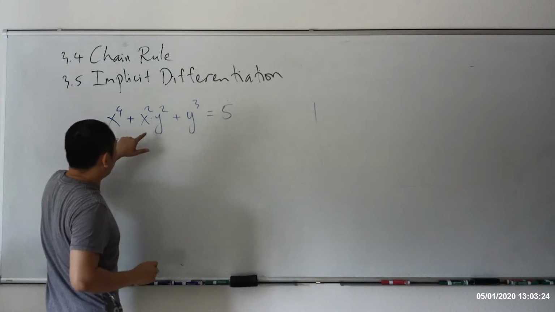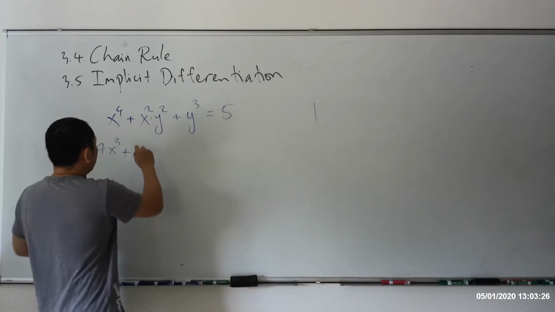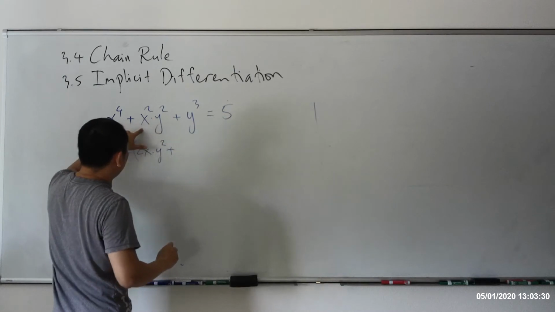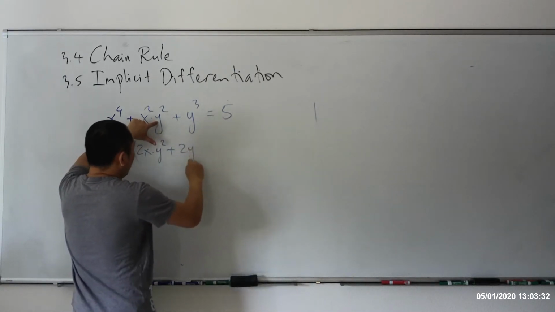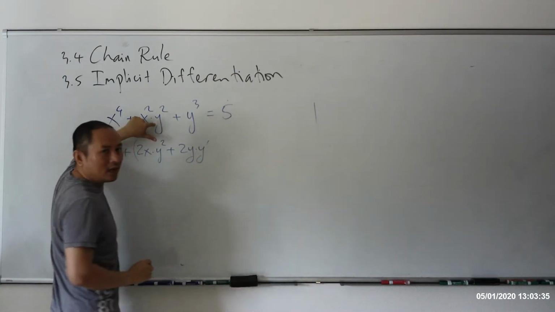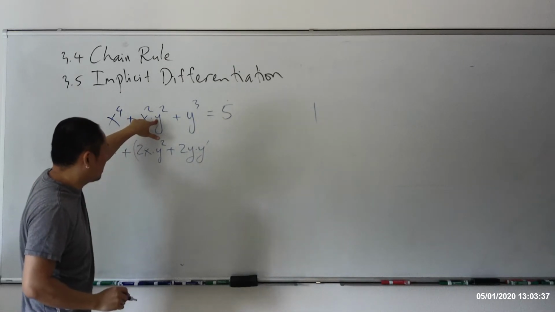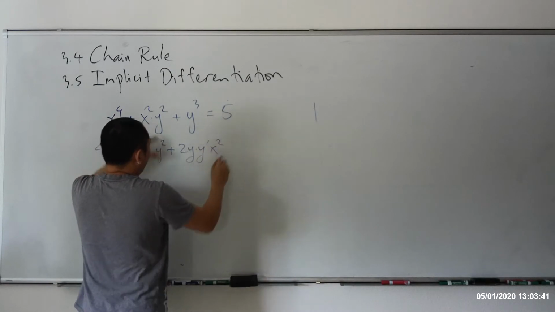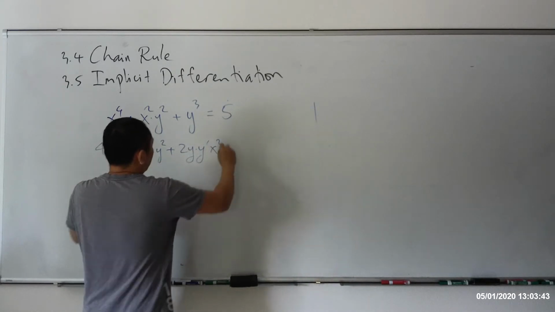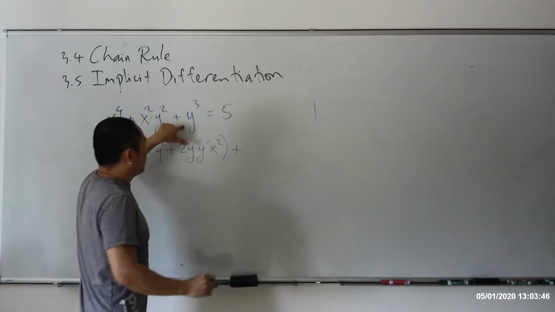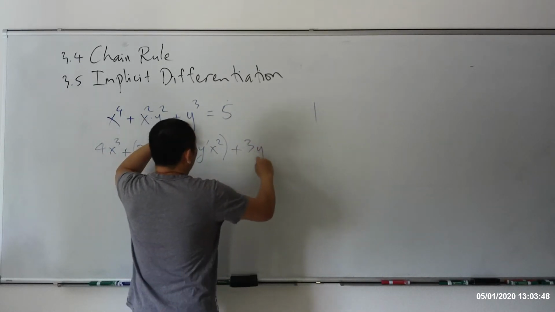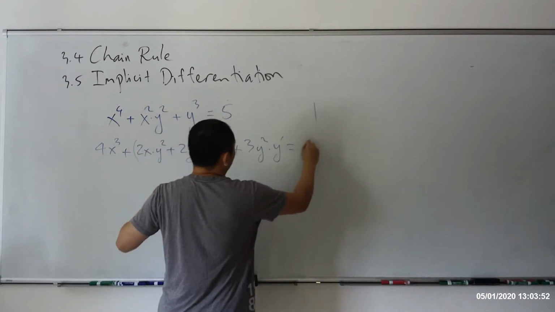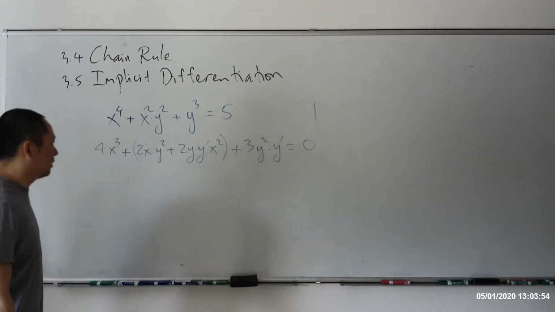Plus, product rule says what? Derivative of the first times the second, so 2x times y squared, plus derivative of the second times the first. Derivative of y squared is 2y times y prime, because y is not our variable. Okay, y is a function. Think of it that way. So 2y y prime times x squared. This is the derivative of y squared times the first, and plus y cubed. Derivative is 3y squared and then times y prime. Alright, equal to 0, because the derivative of 5, a constant, is 0.